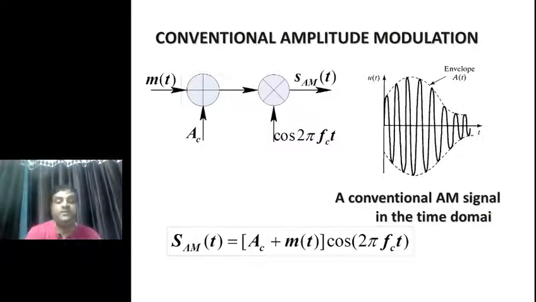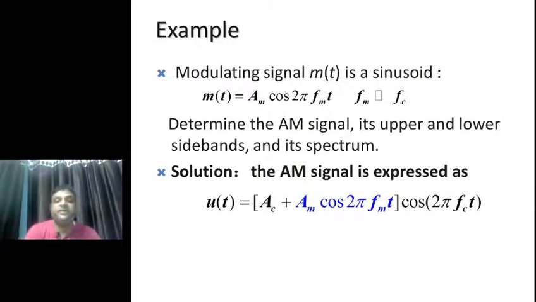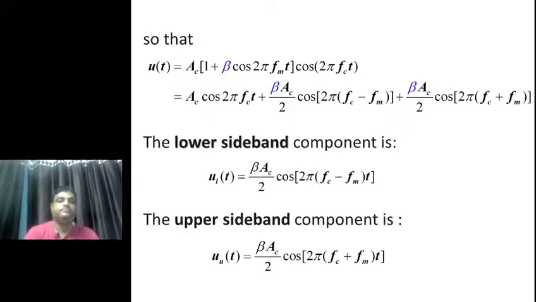So what is the m(t)? m(t) is also a sinusoidal signal. So if m(t) is the sinusoidal signal, we put m(t) equal to Am cos 2 pi fm t, where we know the fm, we know the fc. Then our modulated signal is Ac plus Am cos 2 pi fm t in the bracket, and outside the bracket cos 2 pi fc t. Then after the multiplication, it becomes Ac (1 plus beta cos 2 pi fm t) cos 2 pi fc t.